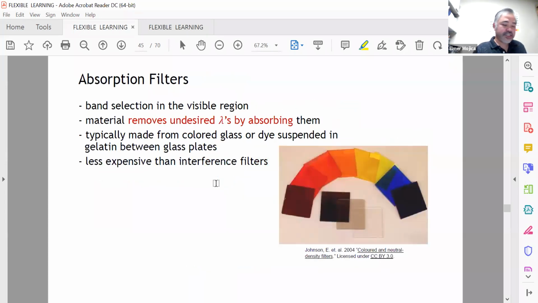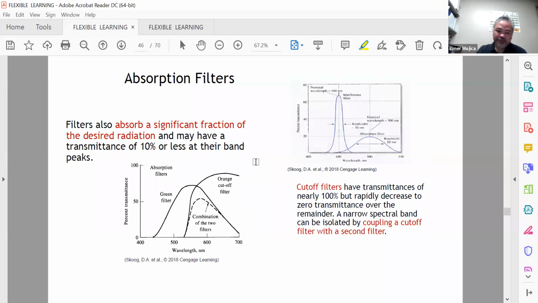Now absorption filters, on the other hand, are band selection only in the visible region, and they work to remove undesired wavelengths by absorbing them. So typically this is made up of what? A colored glass or dye suspended in gelatin between glass plates. This is less expensive than interference filters. It's just like your polarized glass, if you want to chop off some of the UV that comes into you. Okay, and if you have these absorption filters, they absorb a significant fraction of the desired radiation and may have a transmittance of 10% or less at their band peaks.